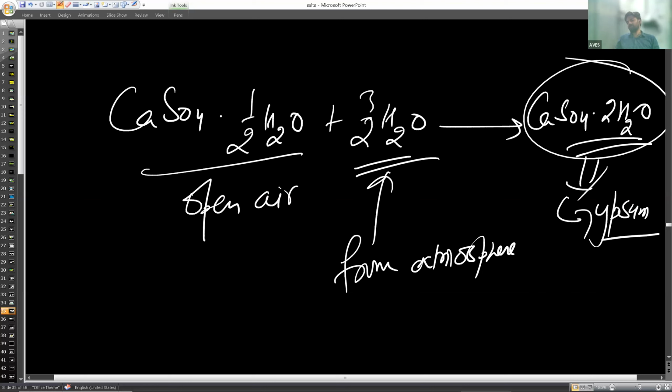which is a very hard mass. You have seen that when a person gets a fracture, after some time the plaster over the fractured bone becomes so hard. Why does it become so hard? Because it absorbs moisture from the atmosphere and forms CaSO4 dot 2H2O, gypsum, which is very hard and dense like a stone. Then we can't use it. So it will be of no use. You understood what happens when POP is kept in open air? It will absorb the moisture and become hard.